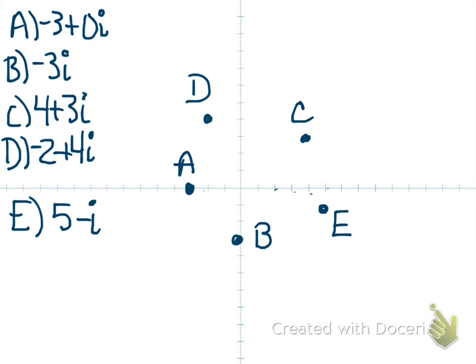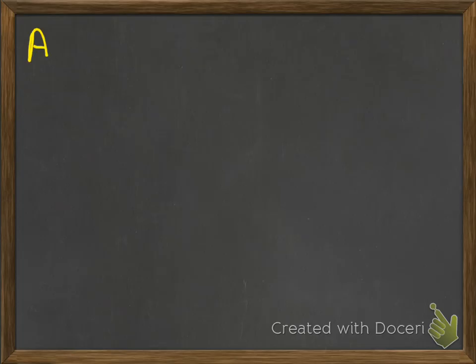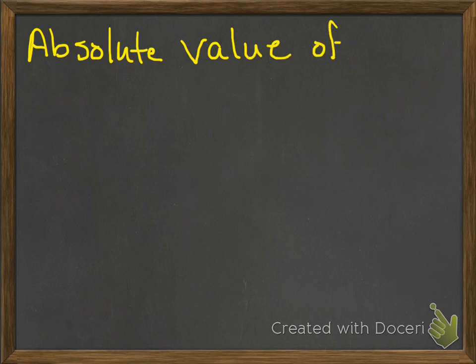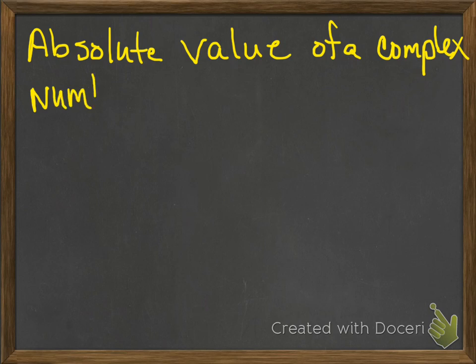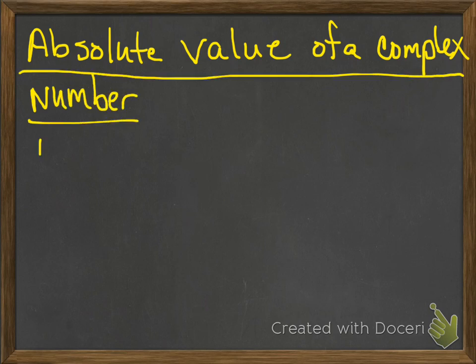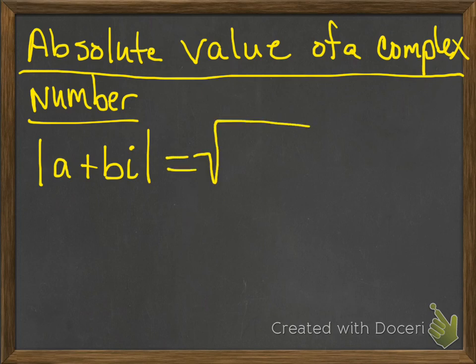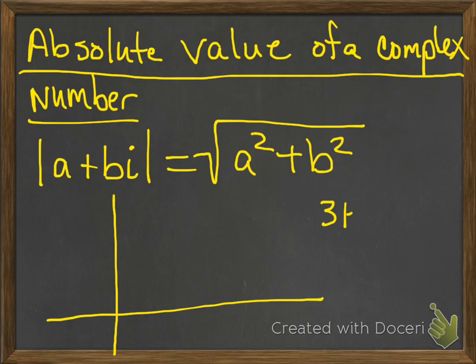You can kind of see that. Now, keep in mind that the origin is in the middle, as always, and we can find what is called the absolute value of a complex number. The definition of the absolute value of a complex number says that it is the square root of a squared plus b squared. Notice I ignore the i, because what you're doing is measuring the distance from the origin to that point.